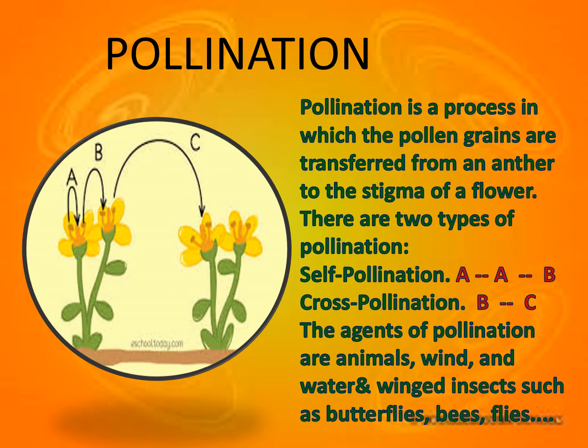Whereas if pollination takes place between the flower of one plant and the flower of the same species of another plant, as in B to C, it is called cross-pollination.